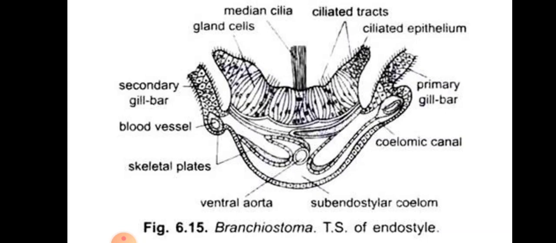Now when we learn about the feeding mechanism, we will know the function of this longer median cilia. And according to Barrington, it is this endostyle which is converted into the thyroid gland of vertebrates.